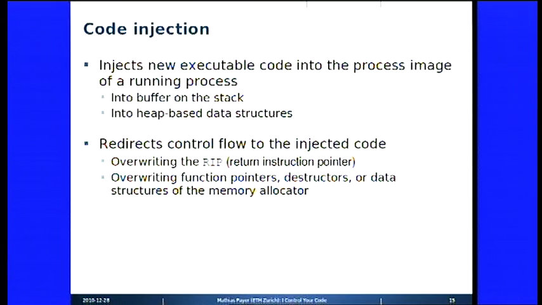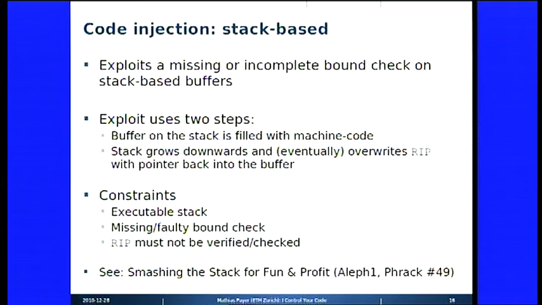This can be carried out either by overwriting the return instruction pointer, so that when the function returns, we fall back to the injected code, or we can also overwrite function pointers, destructors, or data structures of the memory allocator, but more on that later on. The first form of code injection, stack-based code injection, exploits a missing or incomplete bound check on stack-based buffers. The exploit itself is twofold.